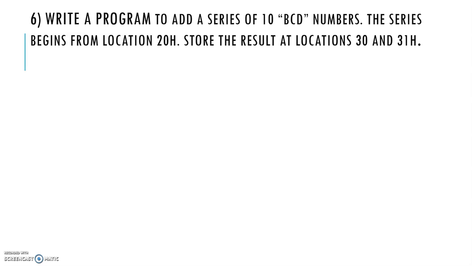So the result will be placed in the accumulator register. The sum you will get in the accumulator register, and if there is a carry you need to increment the B register. So the B register is used for holding the carry. If there is a carry you need to increment the B register, but if there is no carry you can skip that step and go to the next step.